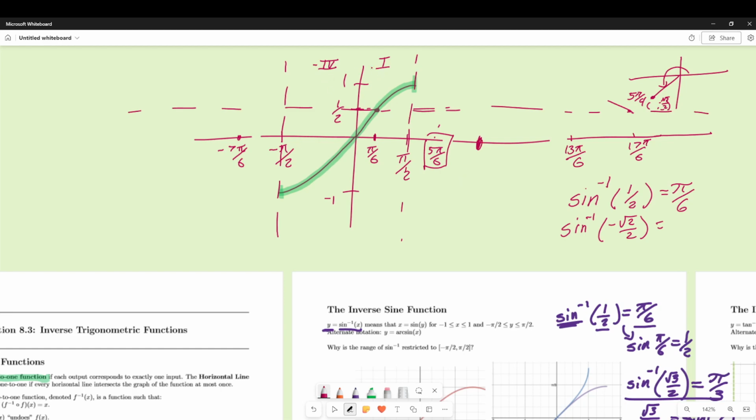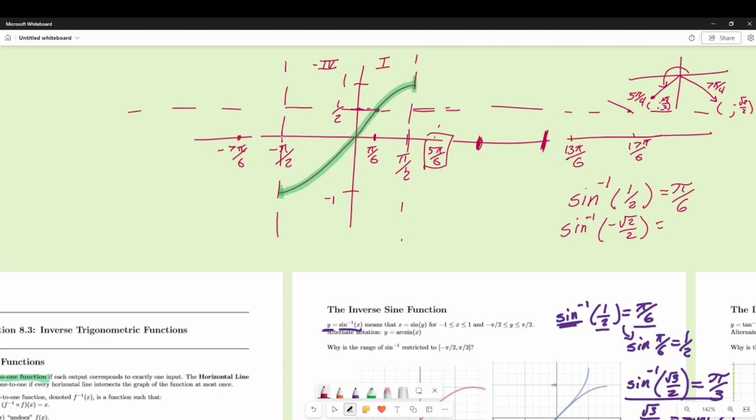So I said quadrant 1 and quadrant 4. So what about here at, say, 7 pi over 4? Well, at 7 pi over 4, it also has a y value of negative square root of 2 over 2. So is 7 pi over 4 an okay answer? Well, no. 7 pi over 4 is even further out. 7 pi over 4 is over here somewhere.